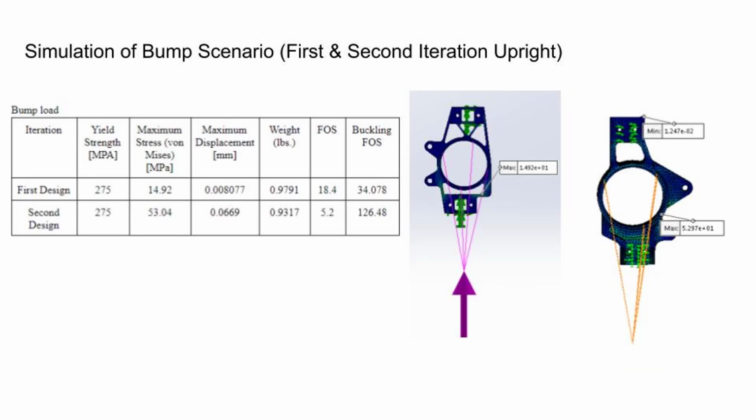In the bump scenarios of the upright, we utilized remote loadings. For the first iteration of the upright, we saw there was a factor of safety of 18.4, far surpassing the minimum 1.2 factor of safety FSA normally strives for. Having a high factor of safety shows the upright is overbuilt and utilizing more material than necessary.